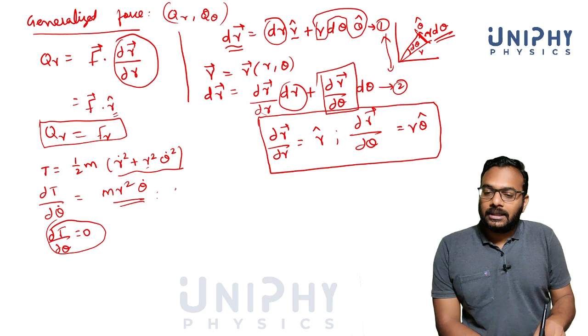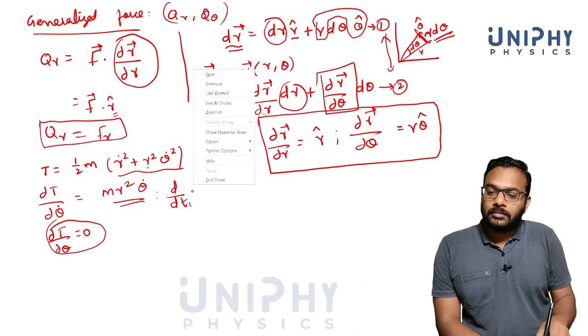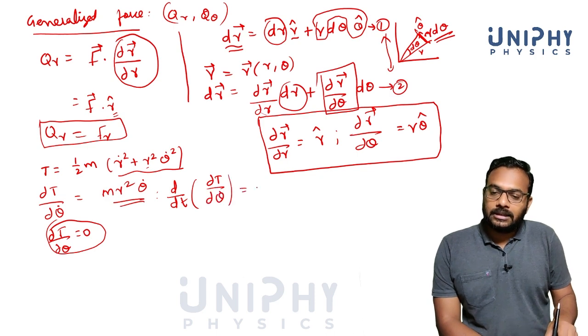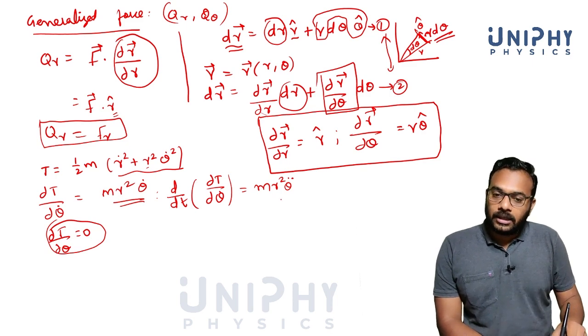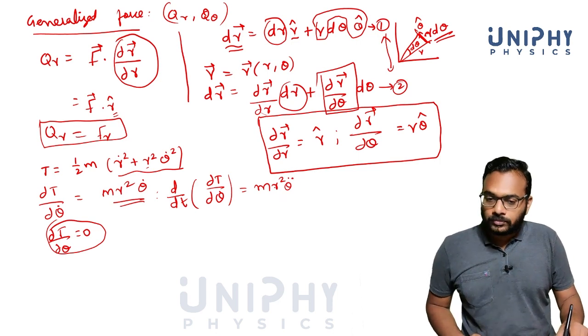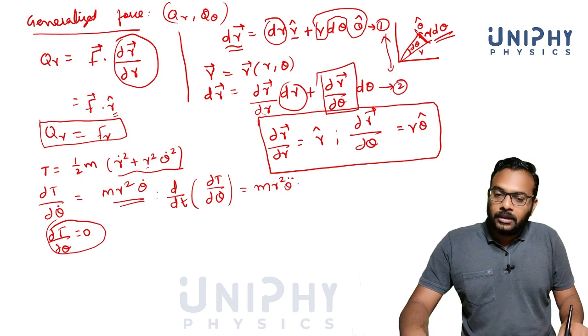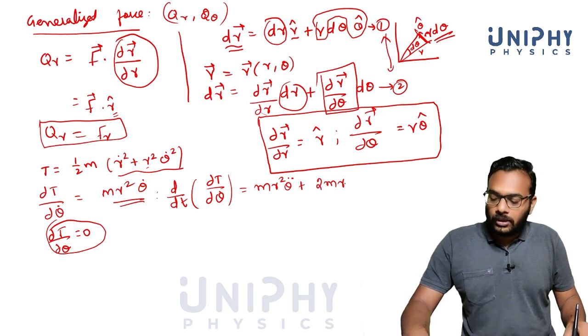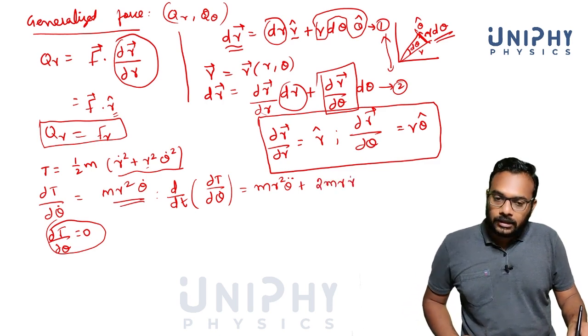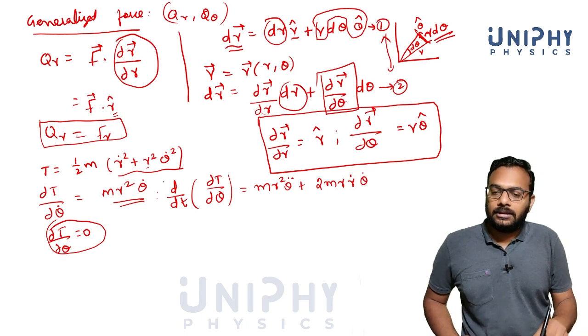And what is d by dt of dou t by dou theta dot? It is m r square theta double dot. That's not all. You have to be very careful because r is also time dependent. You also have one more term. Okay, you have to use the product rule here. That's m r square theta double dot plus you also need to take the derivative of r square with respect to time, so that becomes 2 m r r dot theta dot, right? We have got this.